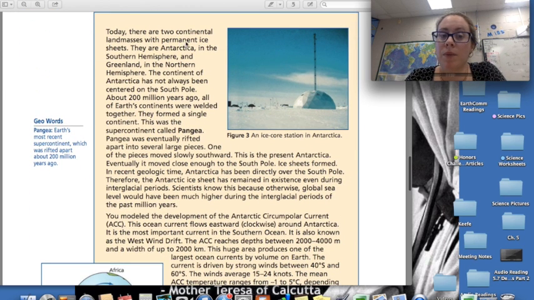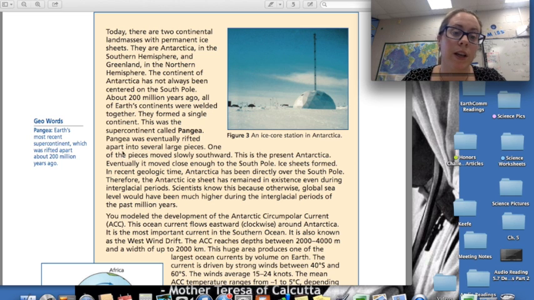Today, there are two continental landmasses with permanent ice sheets. They are Antarctica in the southern hemisphere and Greenland in the northern hemisphere. You'll notice that they don't talk about Canada. The continent Antarctica has not always been centered around the South Pole. About 200 million years ago, all of Earth's continents were welded together. They formed a single continent. This was the supercontinent called Pangaea.